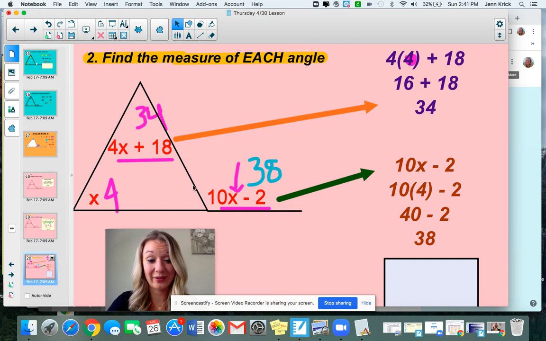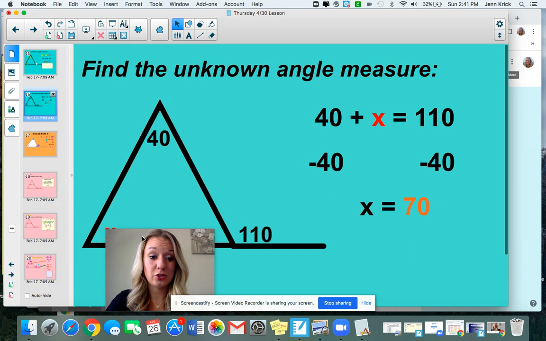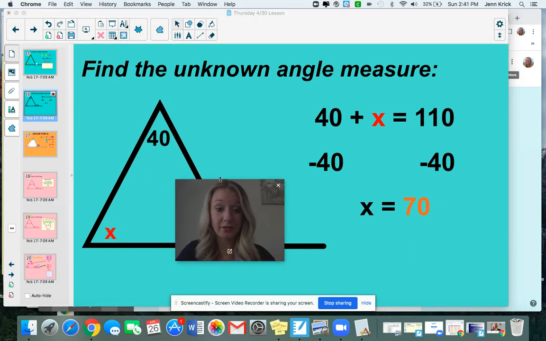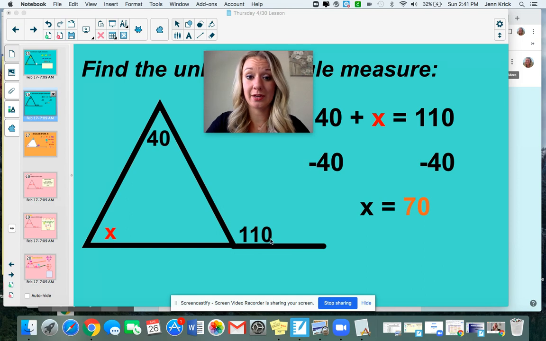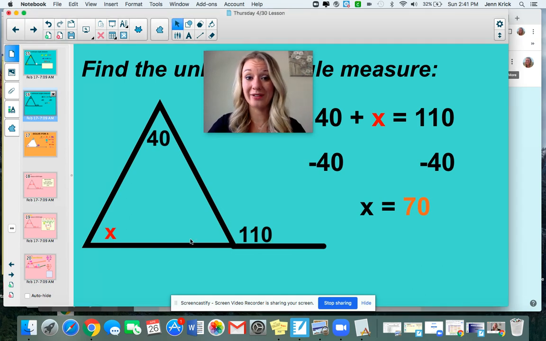So, ladies and gentlemen, as you move forward and get your assignment done for today, just remember that when you add the two remote interior angles here, they always equal your exterior angle. That's going to guide you as you go on.